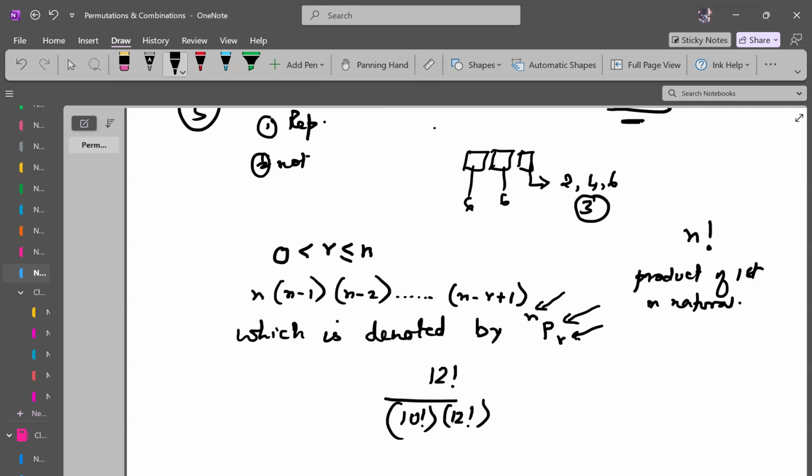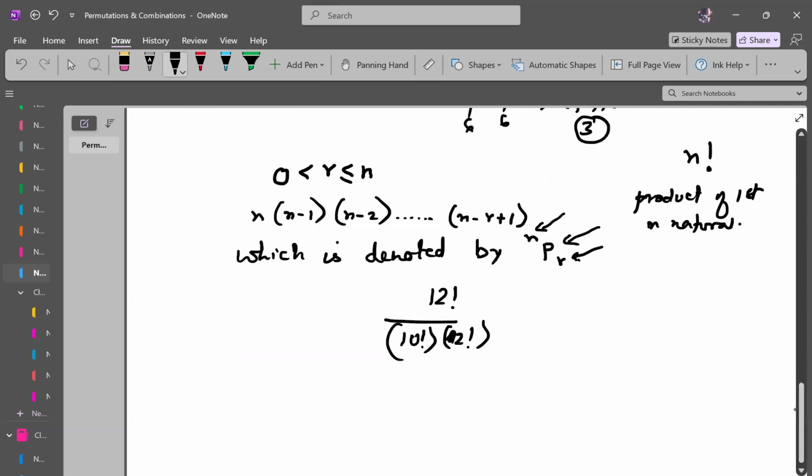Are you sure it's 1 by 10 factorial? No, sorry. I gave you 12 upon 10 factorial into 2 factorial. What should be the answer? You cancel out and then you find the answer. Now tell me what will be cancelled. Let me calculate. Yes, do it.